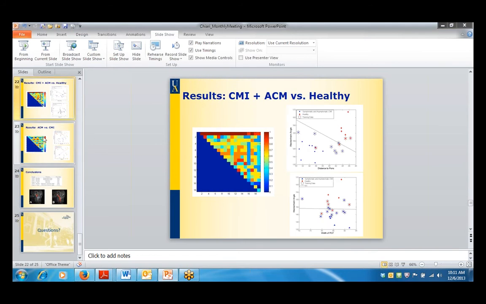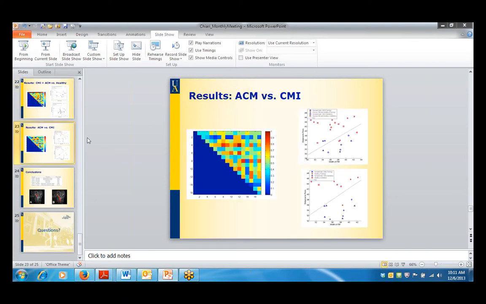Let's see. In this one, you have Chiari patients and asymptomatic altogether versus healthy patients. In the next one, we only took the asymptomatic and Chiari patients, so we didn't use the data from healthy patients.